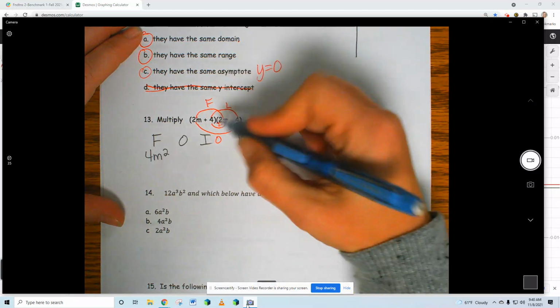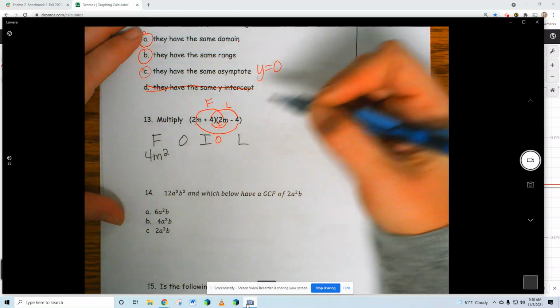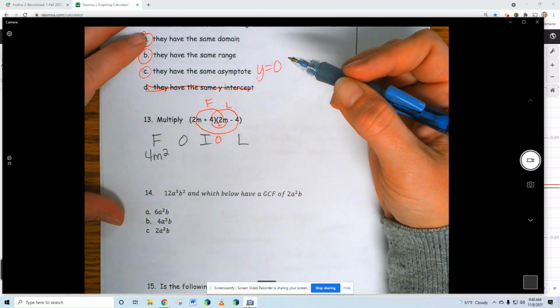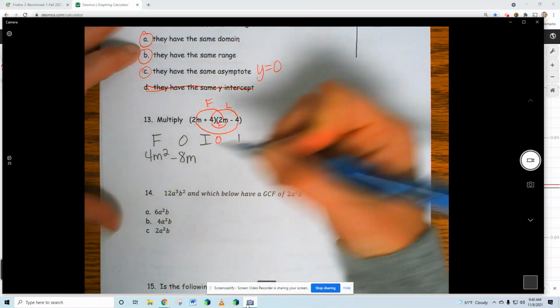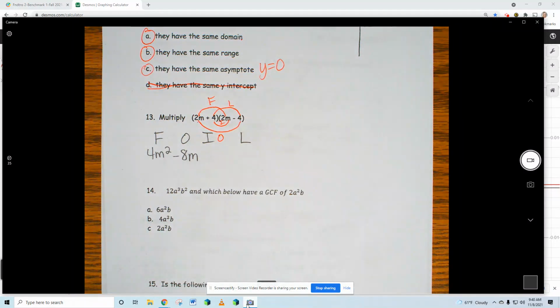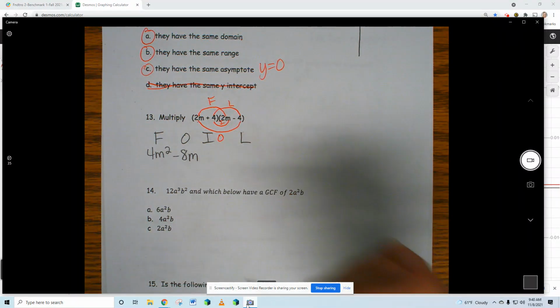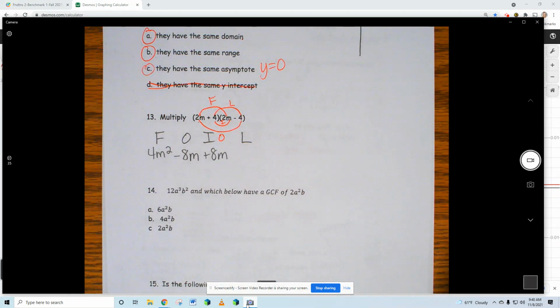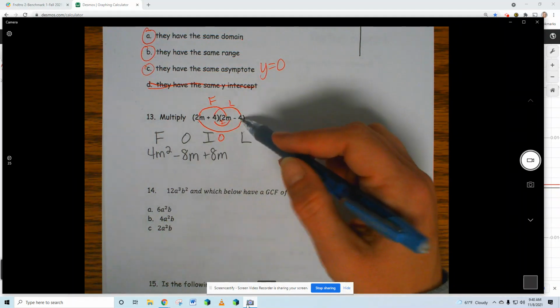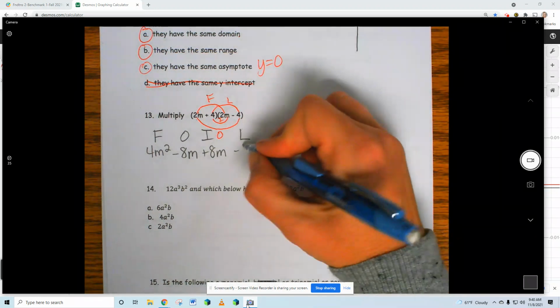What's outside? 2m times negative 4. Negative 8m. What's inside? 4 times 2m. Positive 8m. What's last? Positive 4 times negative 4. Negative 16.